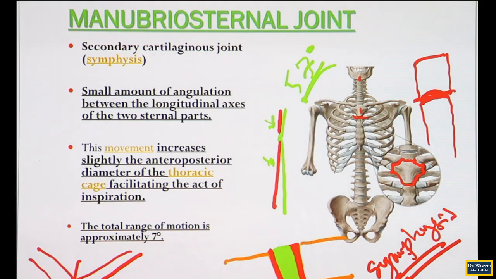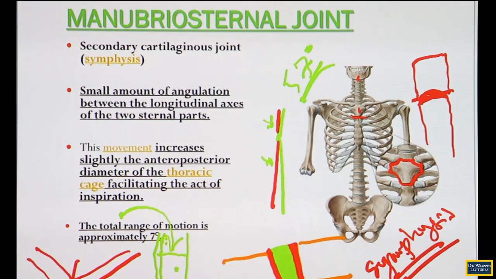That will increase obviously when it is angulated here. You can say it was straight initially, the vertebral column, but when it gets angulated, like here, your anteroposterior diameter increases. When the anteroposterior diameter increases temporarily, the pressure inside will be less and the pressure outside is constant. So from outside in, the air will rush in. So this will actually help in inspiration, facilitating the act of inspiration.